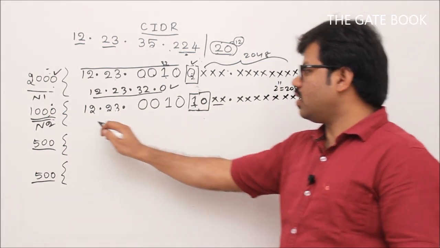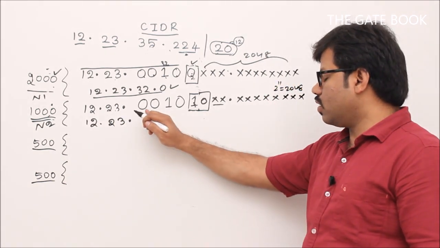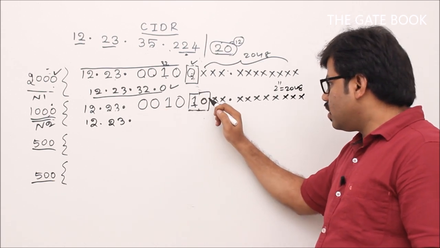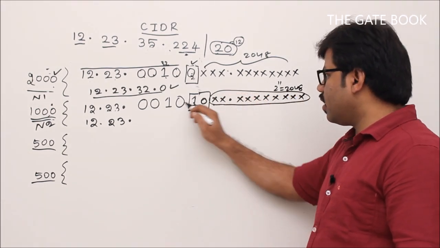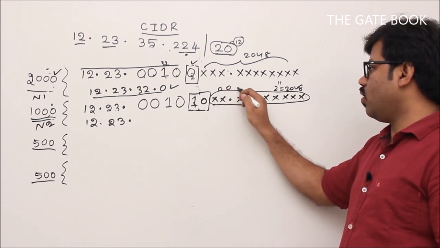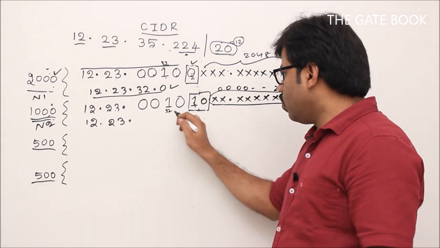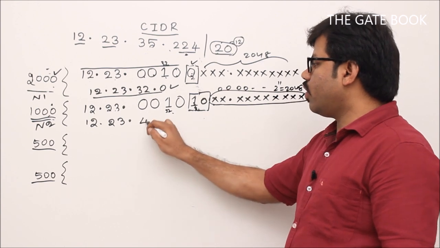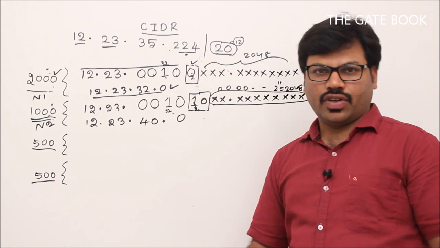If you want to know the network address, 12.23, only fix this part, 001010, and only vary the rest. So this entire thing is going to be the host part. If you want to know the network ID, keep zeros everywhere in the host part. We know that already. If you do that, then this weightage will be 32, and this will be 8, right? 32 plus 8, 40. So 12.23.40.0 will be the network address of the second one, right?